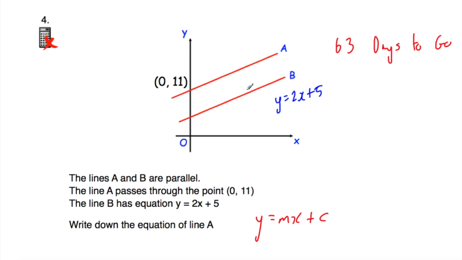Now, because the two lines are parallel, line A will have the same gradient of 2, so it's y equals 2x. And then it crosses the y-axis at 11, so it'll be plus 11. So the equation of line A would be y equals 2x plus 11, because its gradient is 2, the same as line B, and it crosses the y-axis at 11. And that's it, and if you got that, well done.